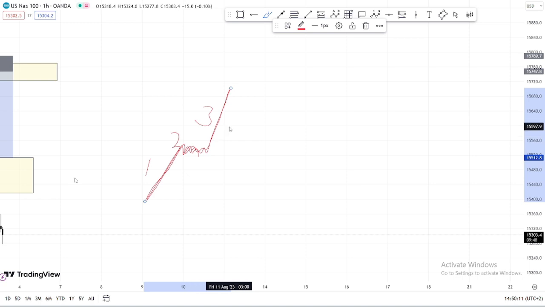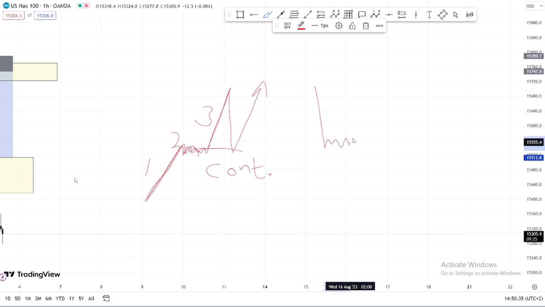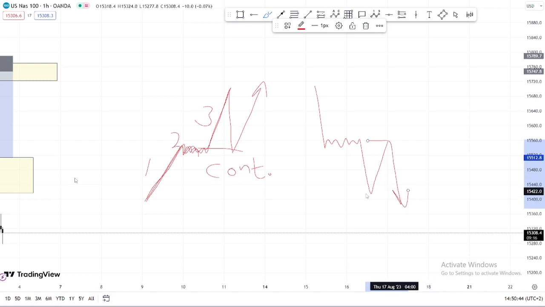If this happens, we expect the market to come back to phase two and test this area before continuing in the same direction. This is called a continuation pattern. For the bearish example, we expect a drop, a consolidation, and a drop. The market comes back to test this area and drops.